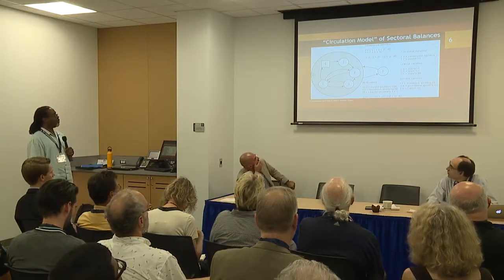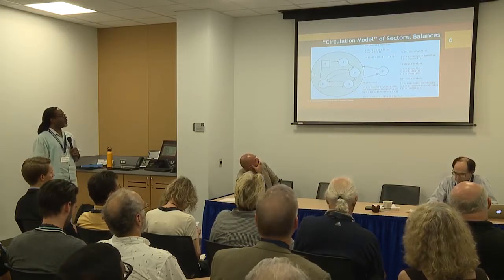We're all familiar with this model in some sense. We have consumers, the C-circle, producers, government, and investors. Consumers consume, government consumes, government spending.